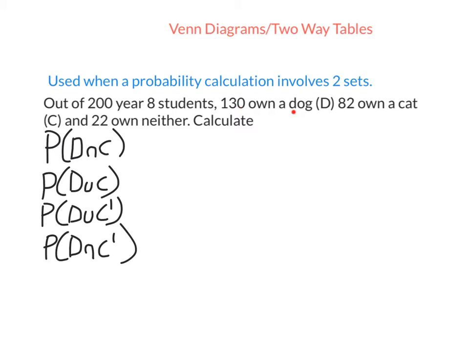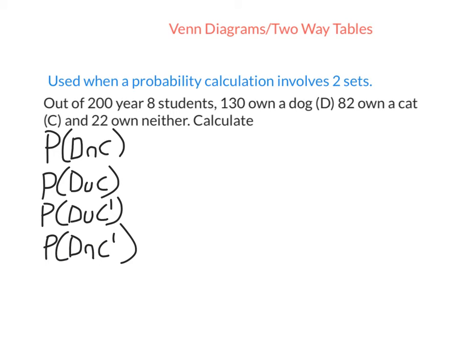200 year 8 students, 130 own a dog, 82 own a cat, 22 own neither, and we've got a few probabilities to calculate. So we're going to draw a Venn diagram and then a two-way table to display this information. I know that I would use a Venn diagram or two-way table because this question involves two sets. The set of people who own a dog, that's the first set. The set of people who own a cat is the second set.